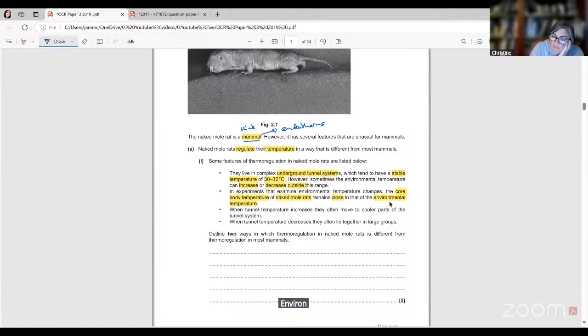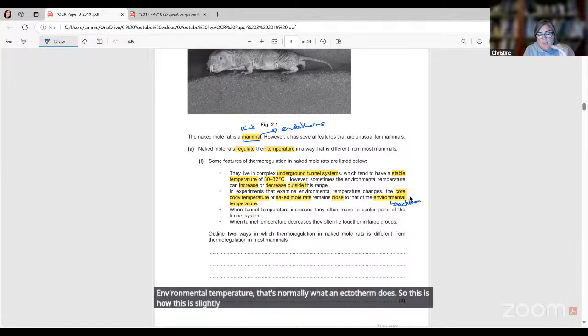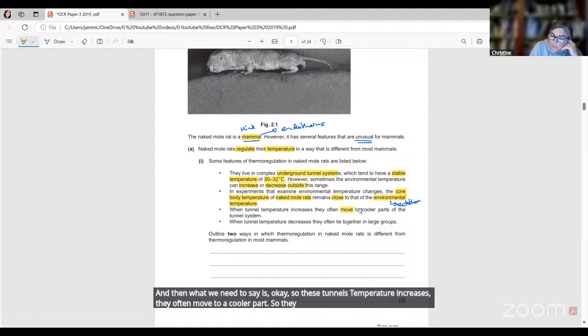Environmental temperature, that's normally what an ectotherm does. So this is slightly different than the endotherm that we're expecting, because they've already told us that they're mammals, but they have told us that they have some unusual features which are unlike mammals. So that's the bit we need to be looking at together. And then what we need to say is, okay, so these tunnels, temperature increases, they often move to a cooler part. So they're going to move to a cooler part.